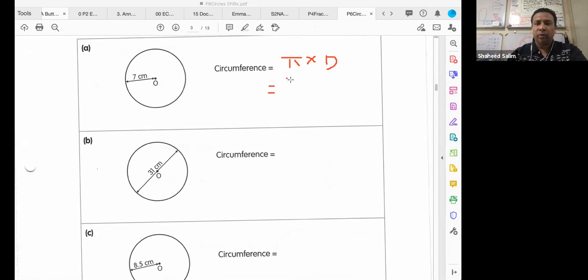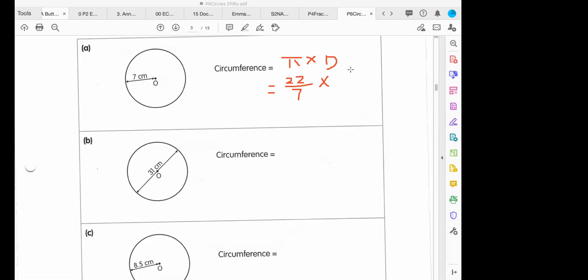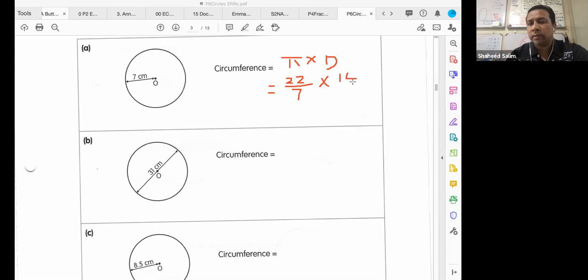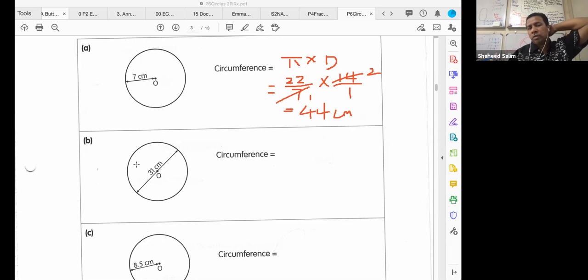What is pi? Take 22 divided by 7 times d. You must use your calculator for the rest. What is d? Zahin, what is the diameter here? 14. So 14 over 1. Cancel, cancel. You get 2 over 1. 22 times 2, 44. Easy, yeah? Now this one you need to use your calculator for the rest of them.